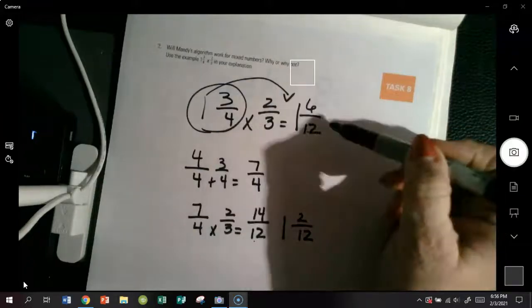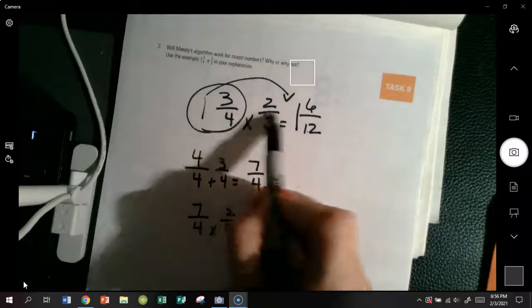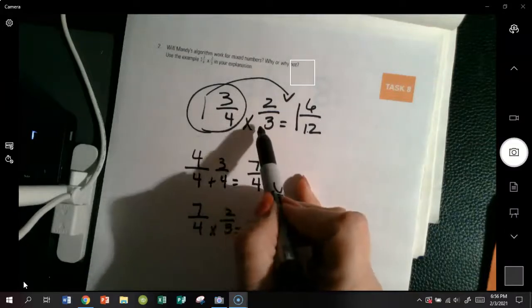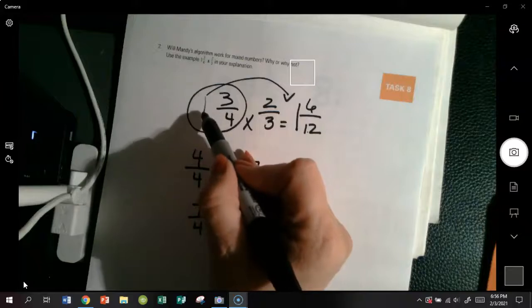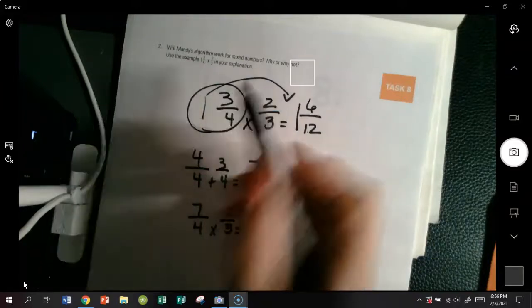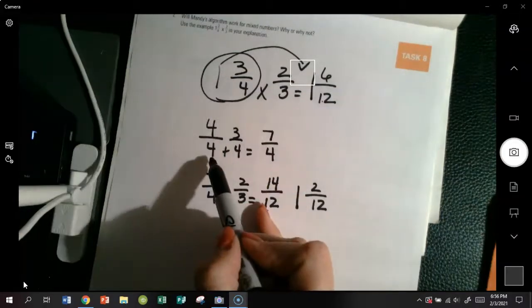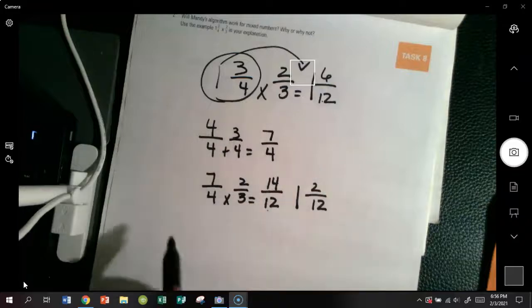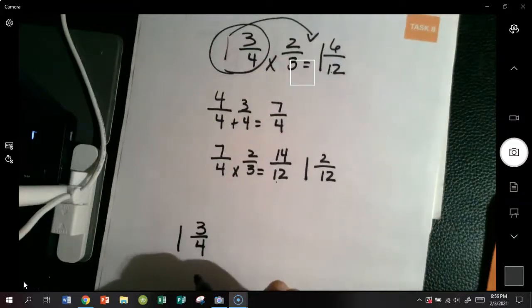Is this the same answer as this one? No, it isn't. So you can't just multiply the fraction parts. When you're working with mixed numbers, you have to make sure that you turn your mixed number into a fraction in order for the problem to be able to be solved. Now, we thought about 1 being 4/4, and we added it to the 3/4. But we also learned how to take a mixed number and turn it into an improper fraction.